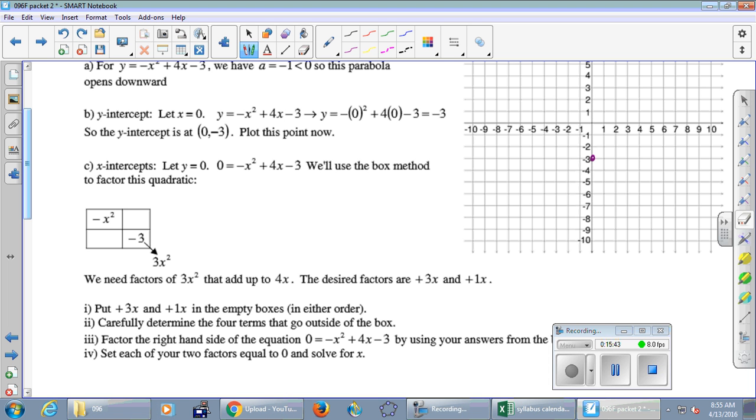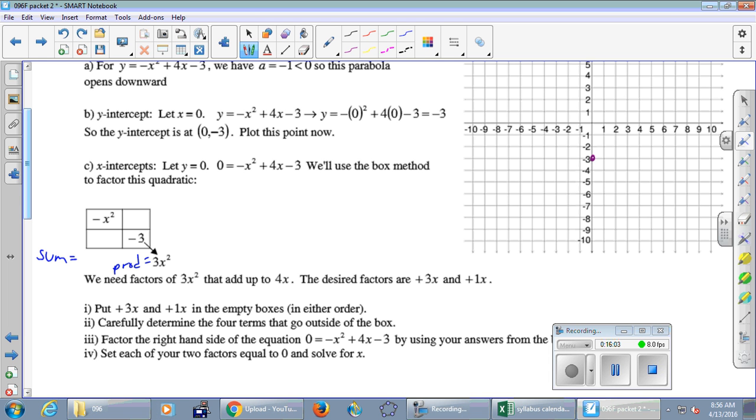So we're going to do the 2x2 box. Let's just refresh our memories. I filled in part of it already. Negative x squared is in the top left. Negative 3 is in the bottom right. I've multiplied them already. This 3x squared is the product of that diagonal.